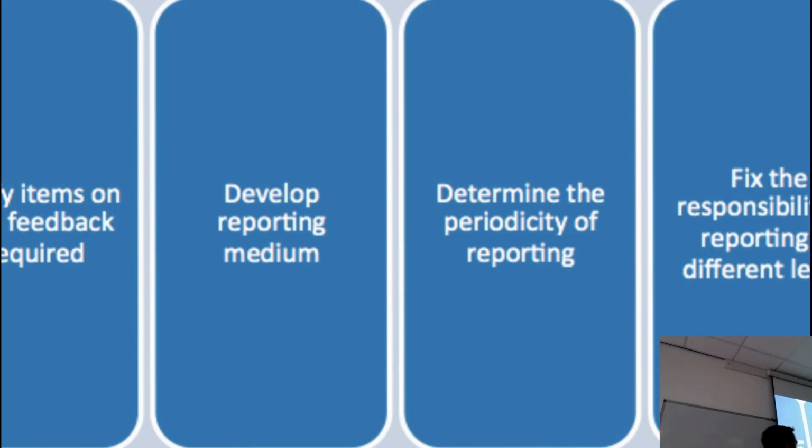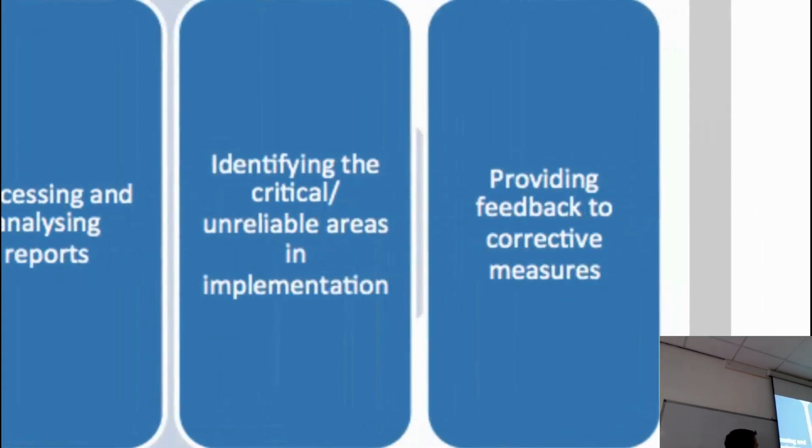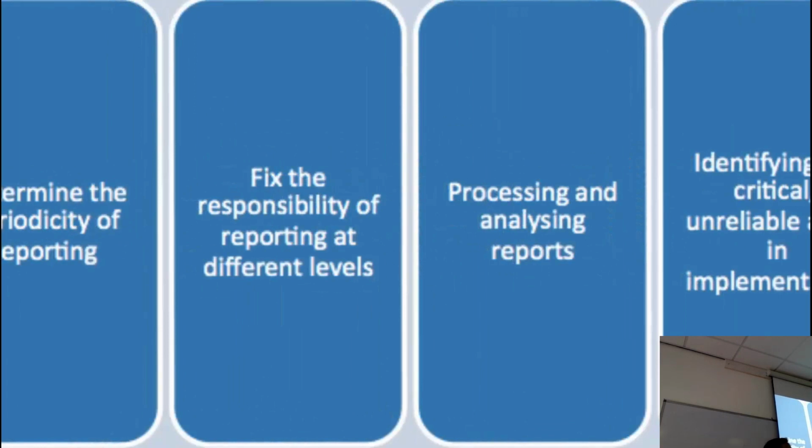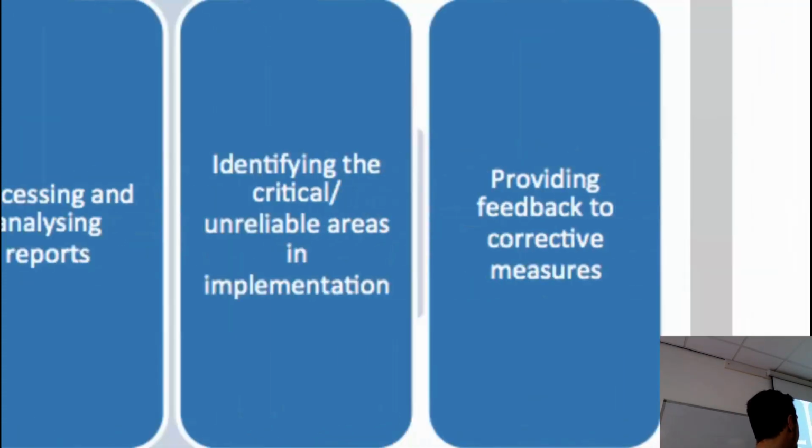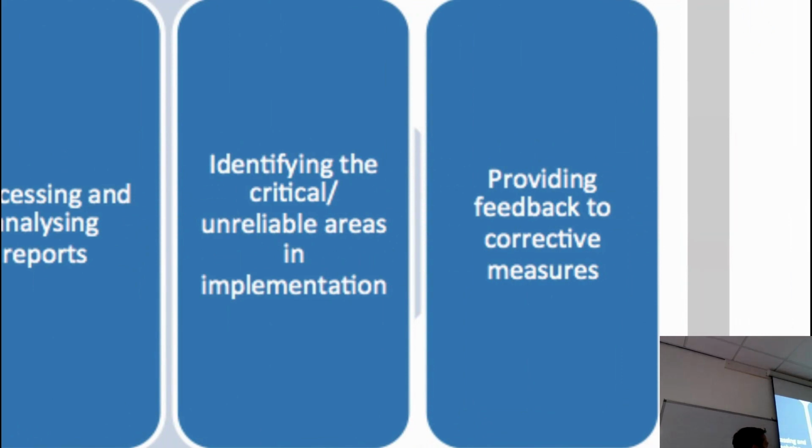You then need to determine the periodicity of reporting. Is it going to be monthly, yearly, weekly, bi-monthly, whatever that might be? You have to set that into the plan. Very important, who is responsible for reporting at different levels? Again, is it going to be specific staff that you have there? Do you have a load of staff who are interested in the finance side? Do you have the architects if it's a construction project? Who is going to report and when? Who's going to process and analyse these reports? Again, do you have someone in your team to do that for you, to do it yourself? And then identifying the critical and unreliable implementation areas and feedback.